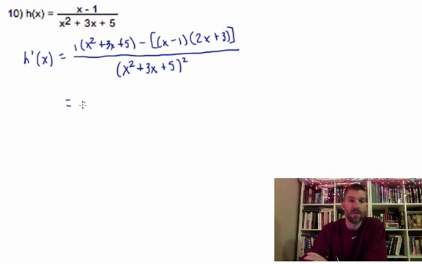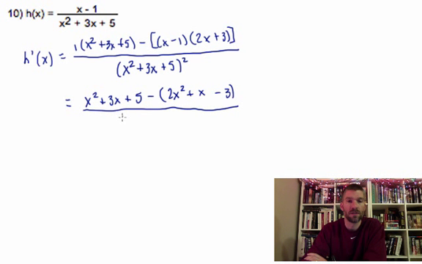So when I solve this out, I'm going to end up with x squared plus 3x plus 5, and then minus, and then inside I'm going to have 2x squared minus 3, and then negative 2x plus 3x. So I'm going to have this. I'm going to go ahead and leave the bottom exactly how I wrote it here. So this is just going to be x squared plus 3x plus 5 squared. All right. Combine the tops down, and what we're going to end up with is x squared minus 2x squared, so that's negative x squared.